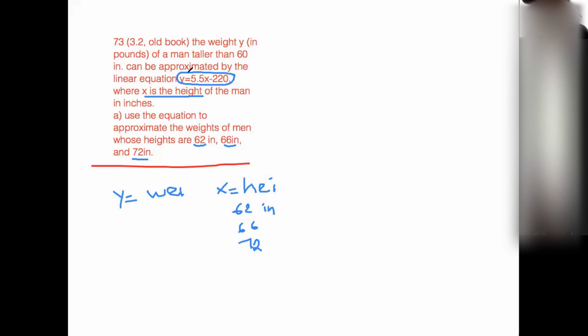And the formula is here. So what do you think we do with the x? This is one x, this is another one. We're going to do one at a time. For example, 62. What do we do with the 62 to find the weight of that person in this equation? Anybody can give us an idea?